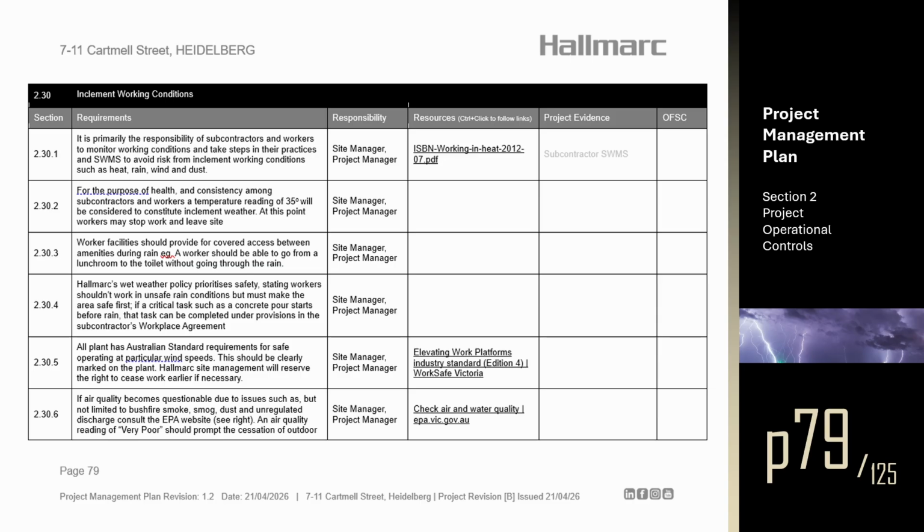Section 2.30.6. If air quality becomes questionable due to issues such as, but not limited to, bushfire smoke, smog, dust and unregulated discharge, consult the EPA website. An air quality reading of very poor should prompt the cessation of outdoor work. Hallmarc Site Management will reserve the right to cease work earlier if necessary.